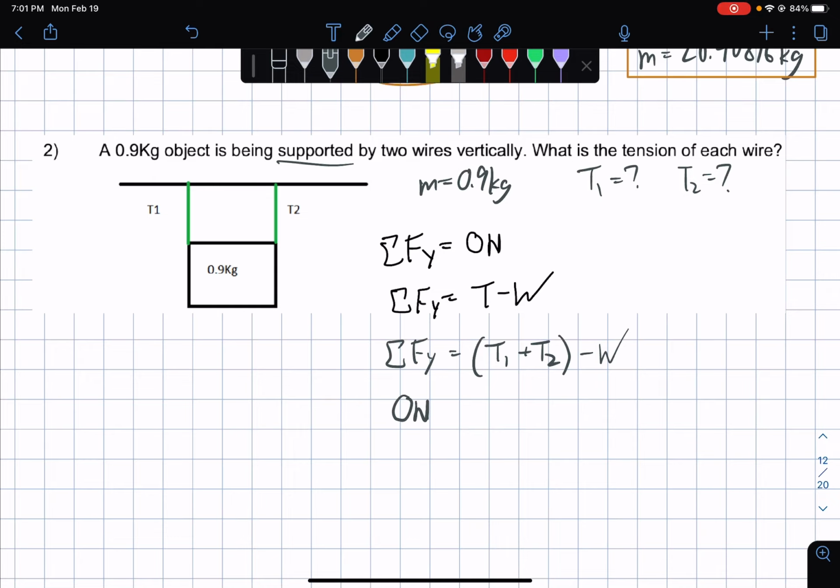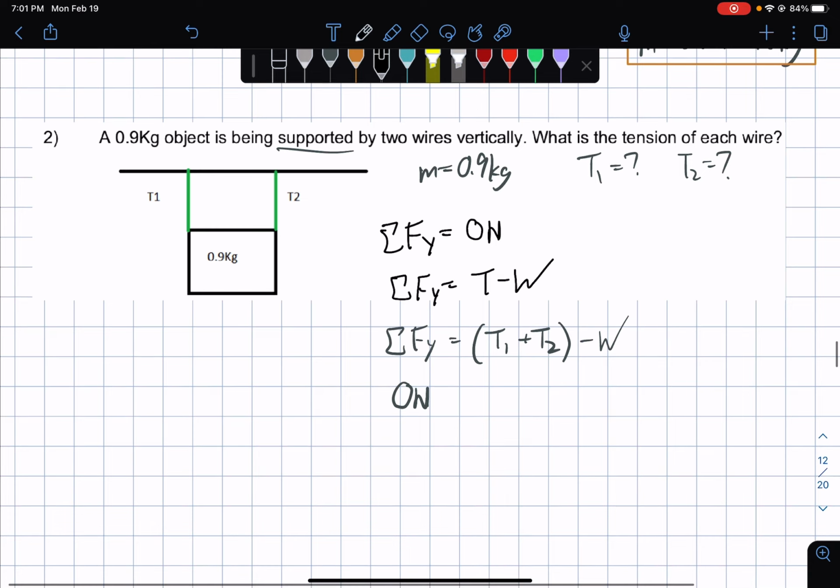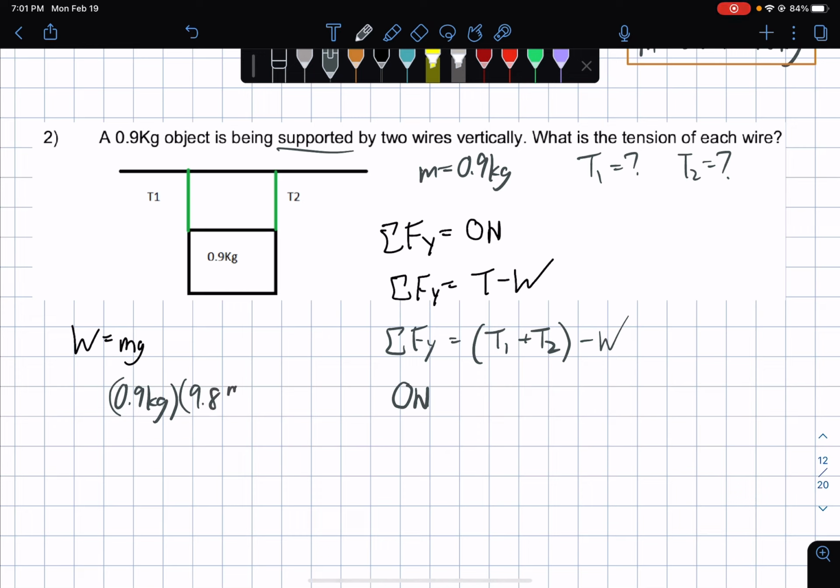And how do we know the weight? We use the same formula as a while ago. This time we know the mass, so that's important. Then we multiply it with the gravitational acceleration value, which is always going to be 9.8. 0.9 times 9.8 is equal to 8.82 newtons.